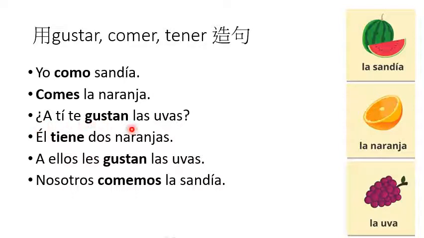Right. A ti te gustan las uvas? Do you like the grapes? Él tiene dos naranjas. He has two oranges, right? A ellos les gustan las uvas, right? They like the grapes, or the grapes are pleasing to them. All right, this sentence grammar is a little bit different, so you have to be careful, huh?